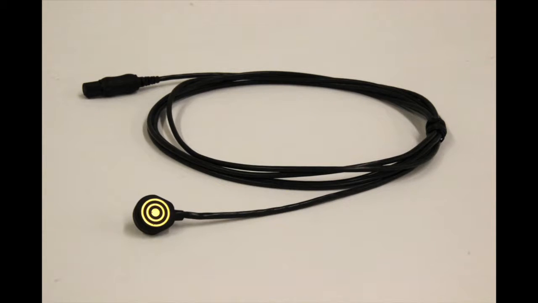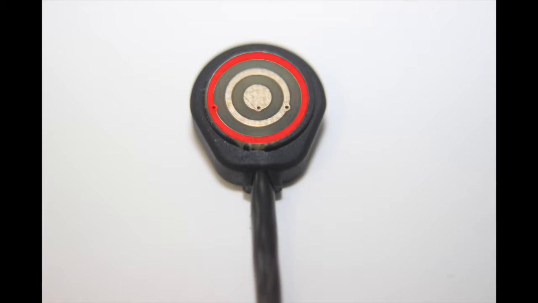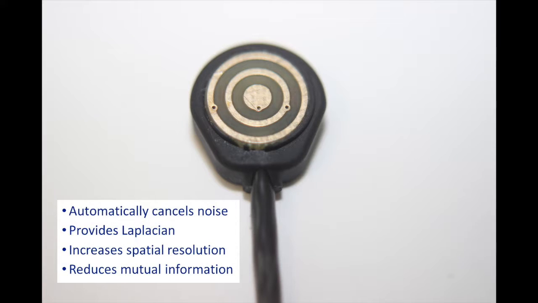Let's begin with part 1, overview of T-leads and T-interface 20. This is a picture of our T-lead, which is a lead made up of a TCRE, or tripolar concentric ring electrode. It is the same size as a conventional disc electrode, however it has an outer ring, a middle ring, and a central disc. We take the differences between the outer ring and the central disc and between the middle ring and the central disc. This design automatically cancels noise and provides the Laplacian, which also increases the spatial resolution. This design also reduces mutual information between electrodes.